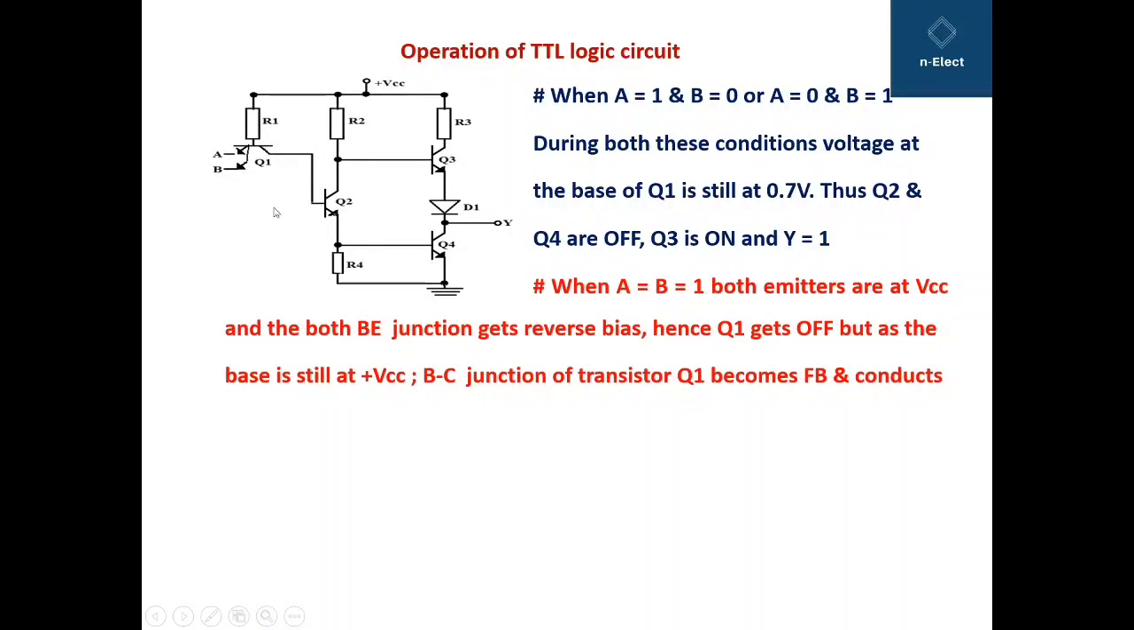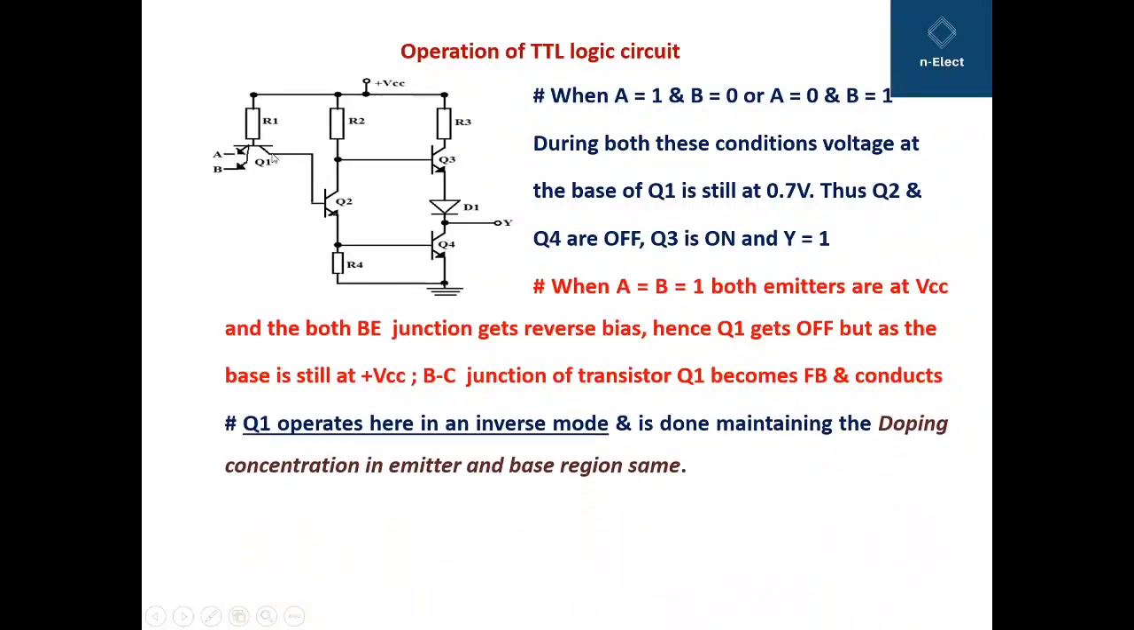When A equals B equals 1, both emitters are at VCC and both BE junctions get reverse biased. Hence Q1 gets off. But as the base is still at VCC because it is directly connected to VCC through this R1, the base collector junction of transistor Q1 becomes forward biased and conducts. Q1 operates here in an inverse mode. Just now we have talked of inverse mode. And what is this inverse mode? And it is done maintaining the doping concentration in emitter and base region the same.